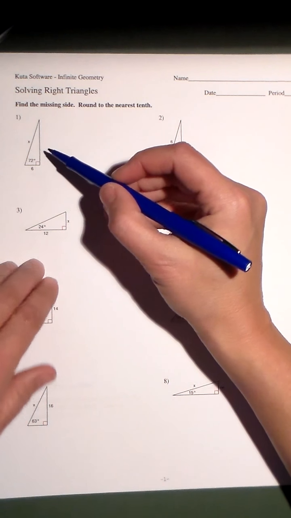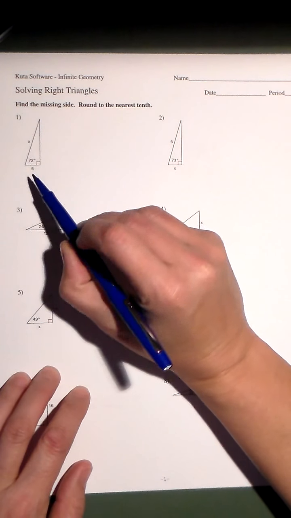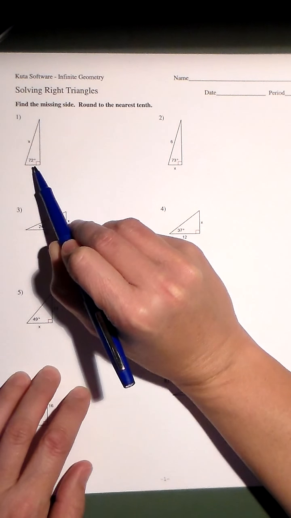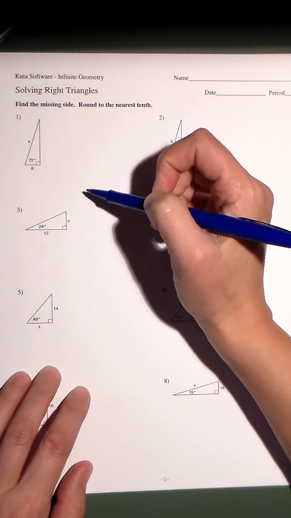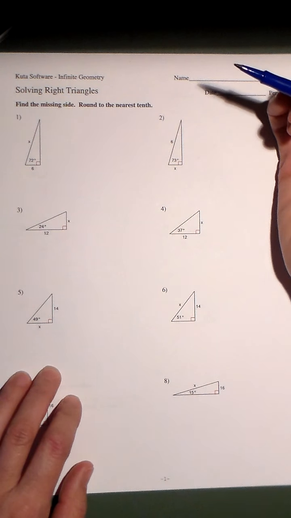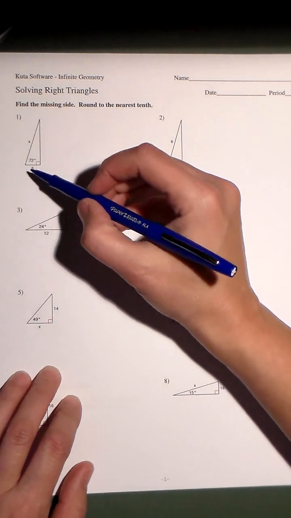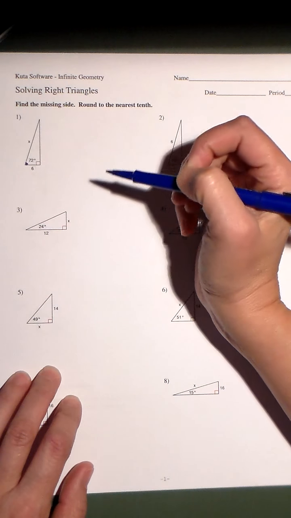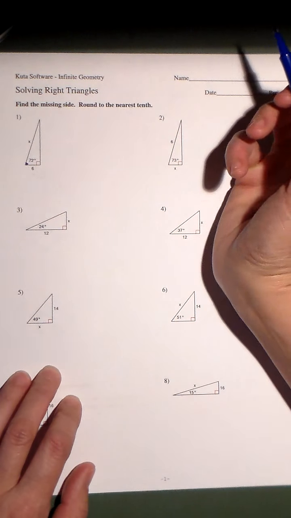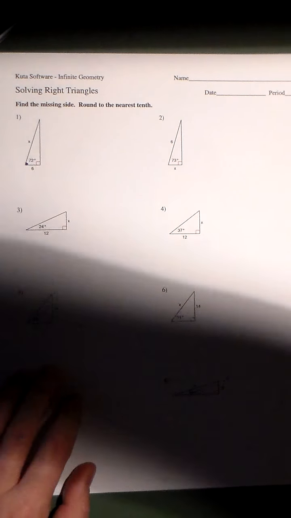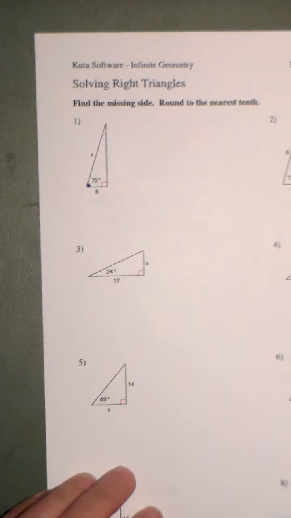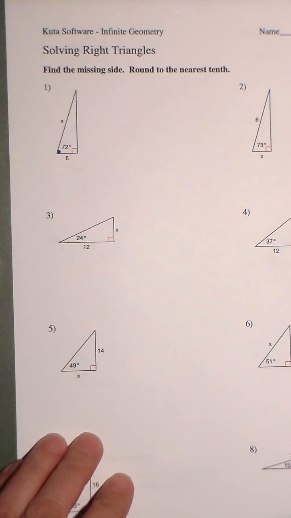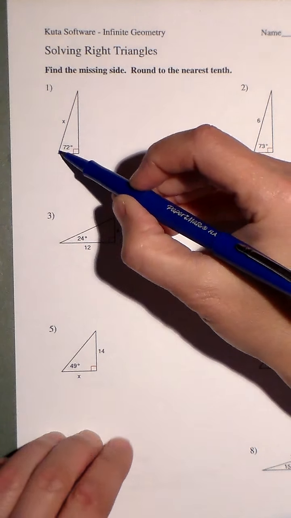So if I'm looking at number 1, this is on your assignment. We have the angle that's 72 degrees, and then we've got the x and the 6. Now, what I always like for you to do is to look at the angles. The angle we're looking at is this one right here. So based on that, I'm going to label the other sides of the triangle. In fact, I'm going to zoom in a little bit. Okay, so this is the angle.